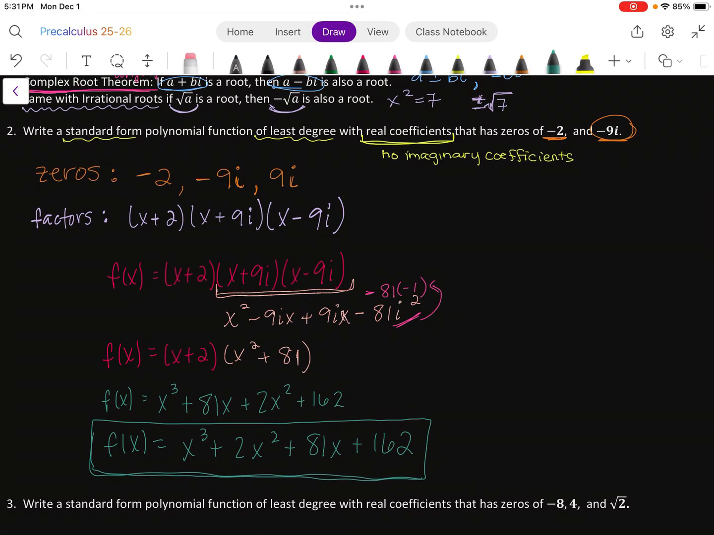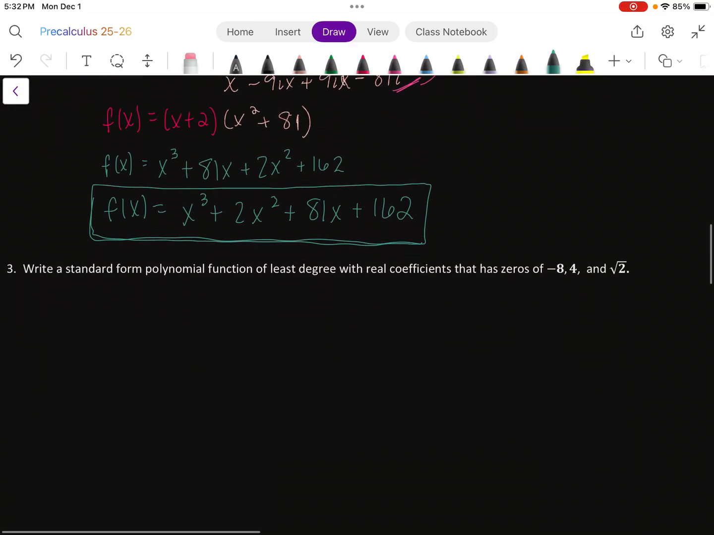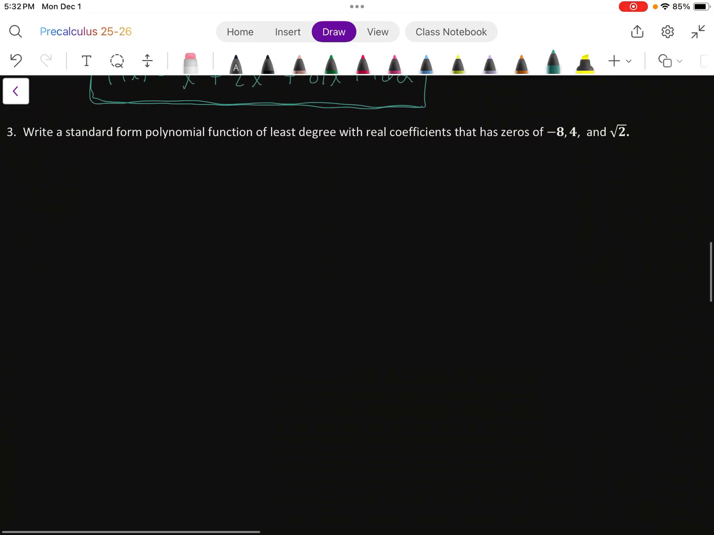We're going to do this again, but now we've got a lot more zeros here. Write a standard form polynomial of least degree with real coefficients that has these zeros. So if I start with the zeros, -8, 4, those are real zeros, but this one here is an irrational. So again, if I have positive square root of 2, it did come in a pair with negative square root of 2.